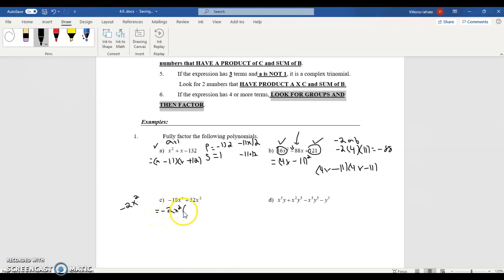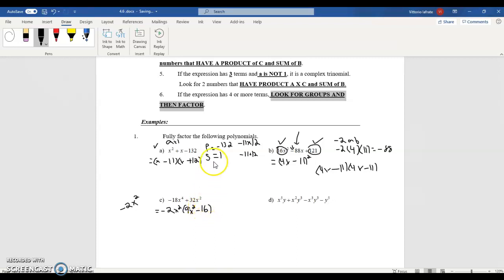And what that means is I'm dividing every term there by negative 2x squared. So it'll be 9x squared, because negative 18x to the power of 4 divided by negative 2x squared is 9, and then x squared. And then 32x squared divided by negative 2x squared, that's going to be minus 16. And x squared divided by x squared cancels out, so that's going to be just no more x. It'll be just minus 16.